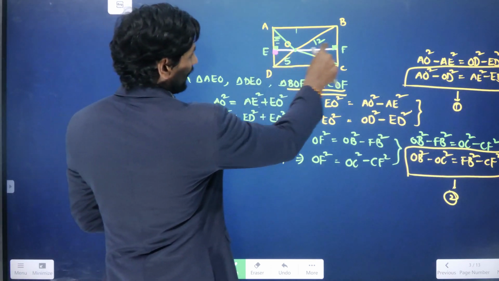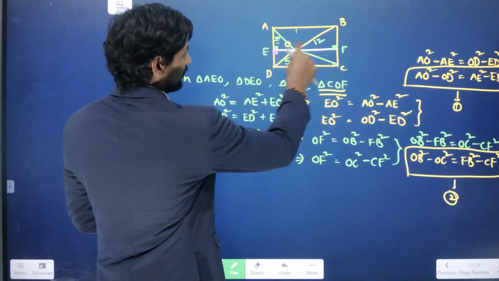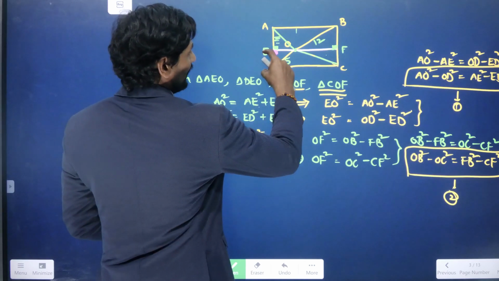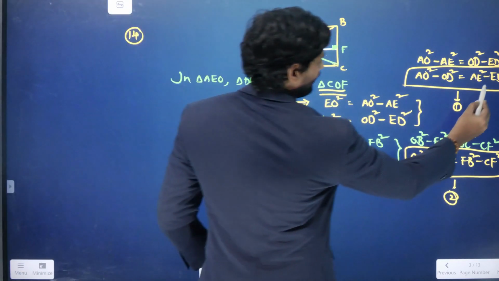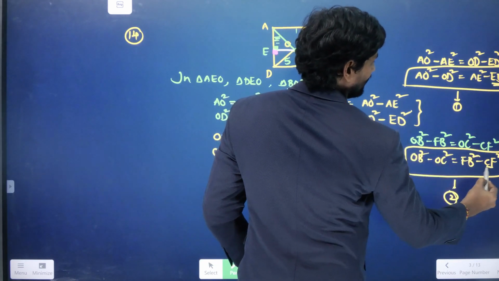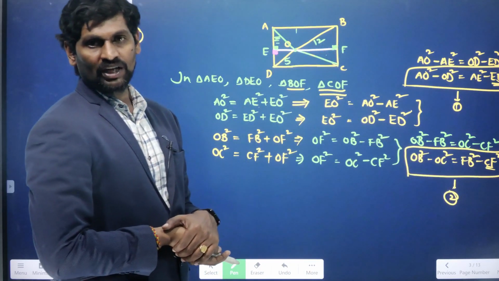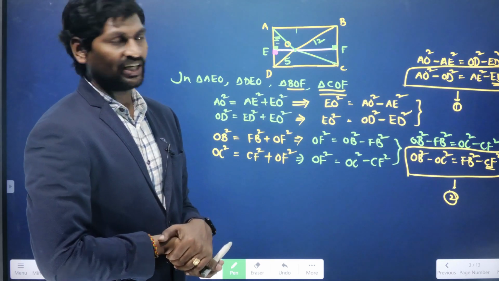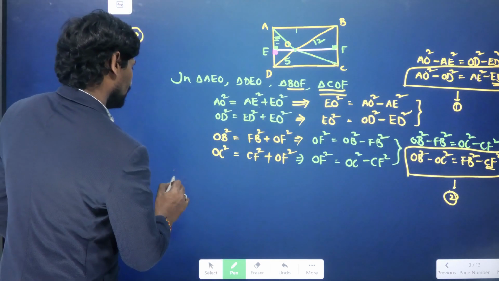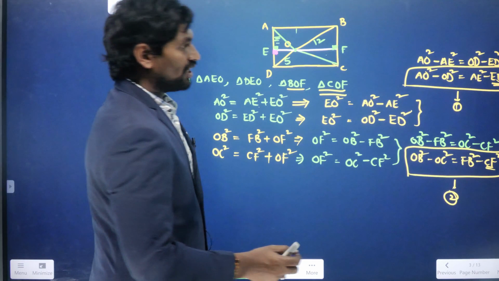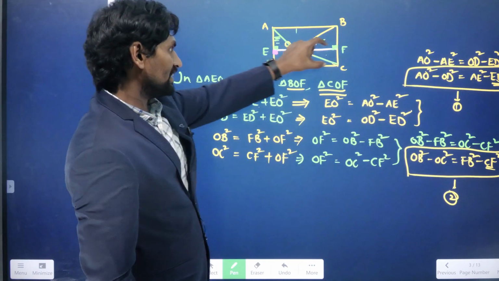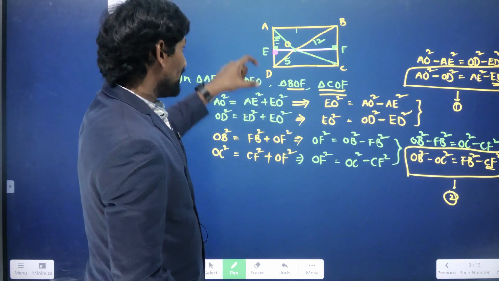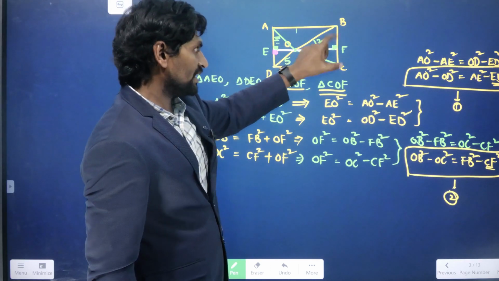Because it is a parallel line, whenever the distance between the parallel lines is equal, the ED distance and FC distance are equal. See here, ED distance, here FC distance, both are equal. I am trying to subtract equation 1 and equation 2. Before subtracting that, we can identify that the ED distance and FC distance are equal. So in the place of ED, I am writing FC.